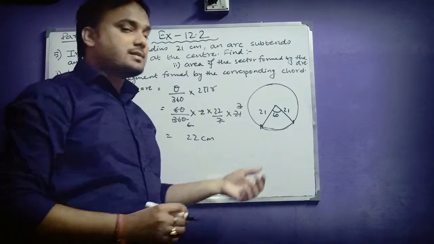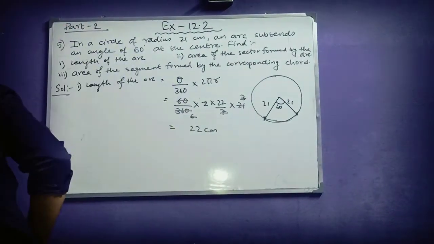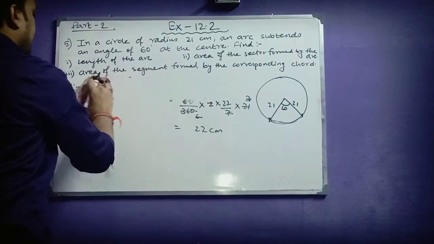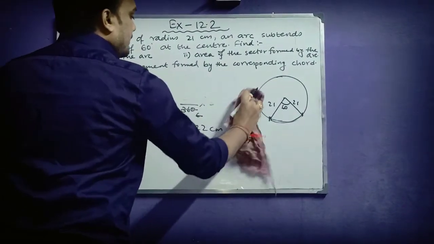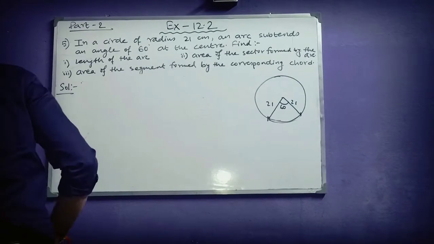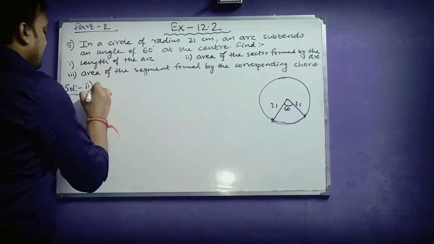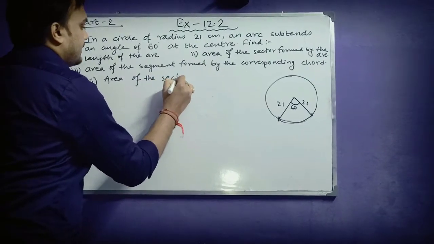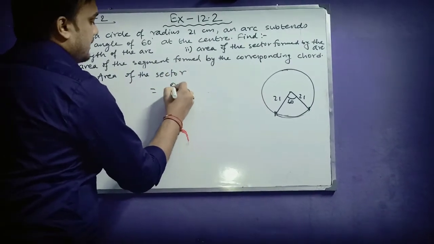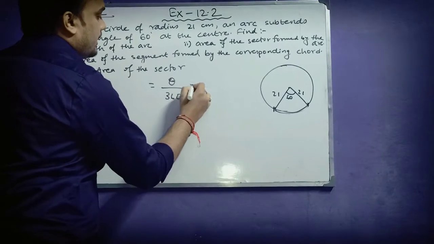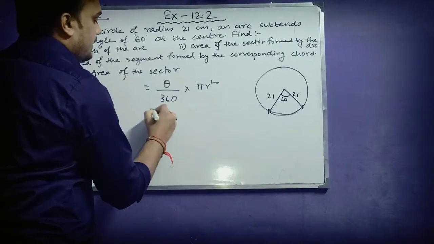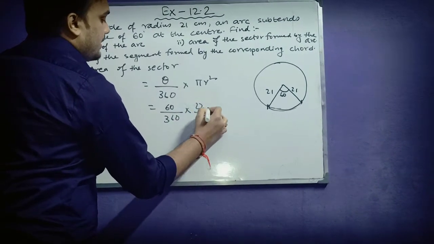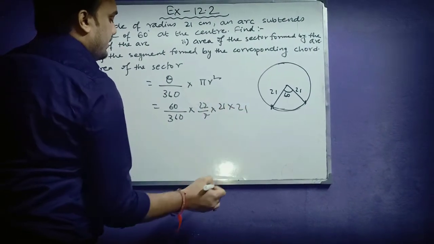Let us move on to our second part of this question, where we need to find the area of the sector. What will be the area of the sector? Area of the sector, a simple formula we can use is theta by 360 into total area of the circle, that is pi r square. That means 60 by 360 into 22 by 7 into 21 into 21.